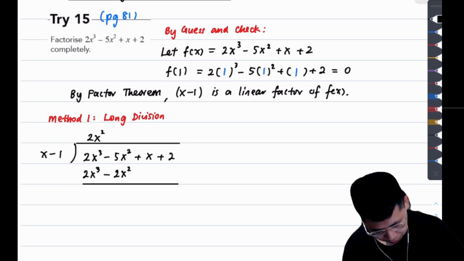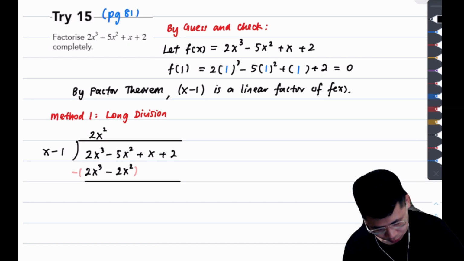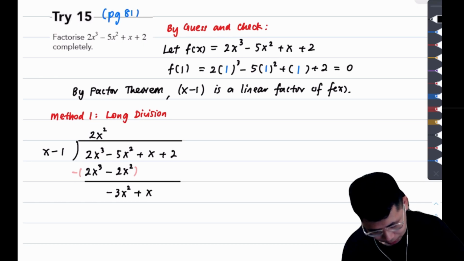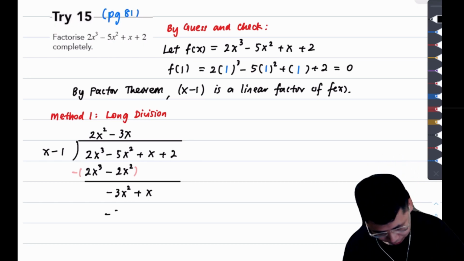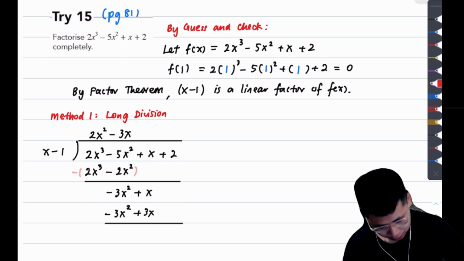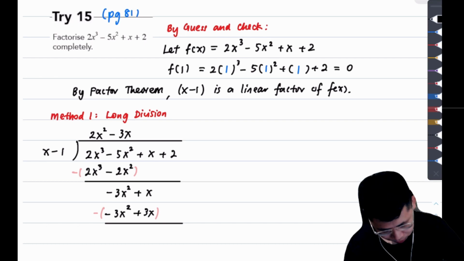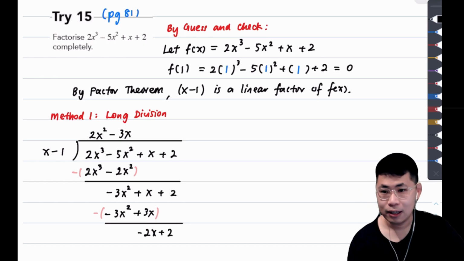So over here we will need to subtract this part. Here we have our negative 3x squared plus x. So let me multiply by a negative 3x. Negative 3x times x will be negative 3x squared. Negative 3x times negative 1 will give us a positive 3x. Okay, so let us subtract again. The 3x squared will cancel. We have our negative 2x plus 2. Let's bring the plus 2 down.